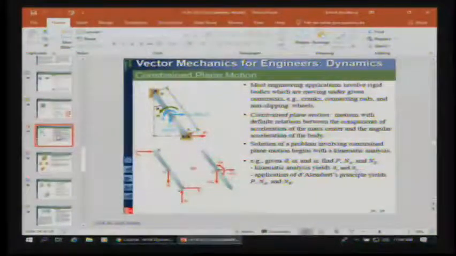So, like we were saying, most engineering applications are constraints. And some of the examples they give are cranks, connecting rods, and non-slipping wheels. And we've talked about some things like this before, where we've had rods like this, where we have a channel that point B moves through. So we know that point B is constrained to motion in the Y direction, and A is also constrained to motion in the X direction. And we can use that to simplify our equations. And we've done problems very similar to this, in fact, already.